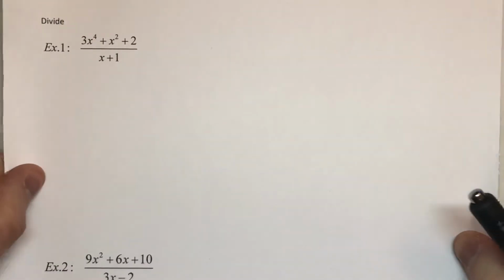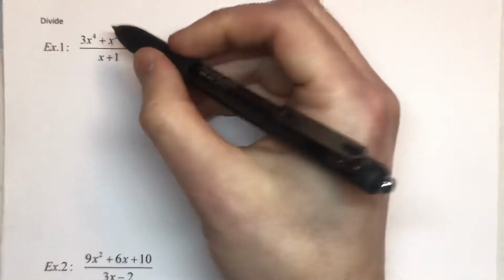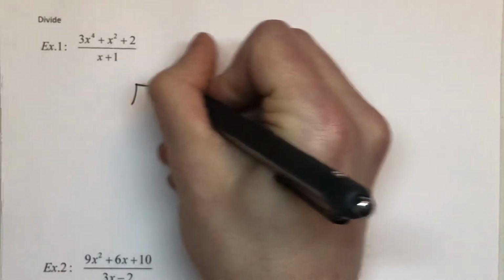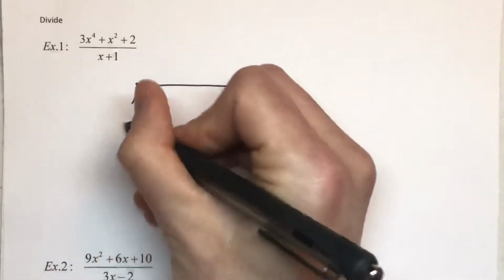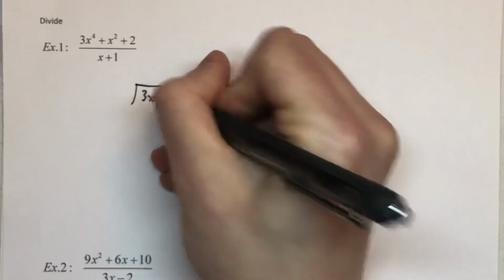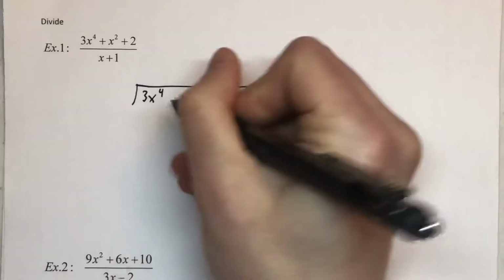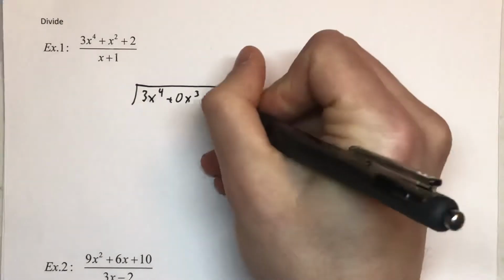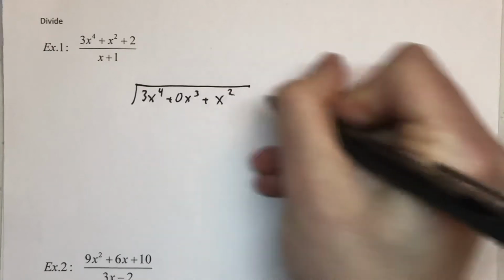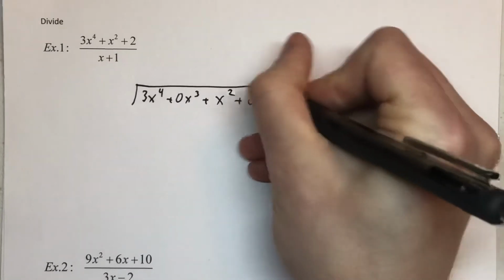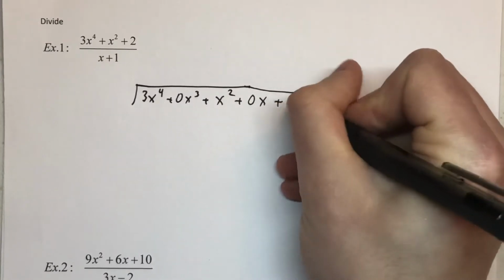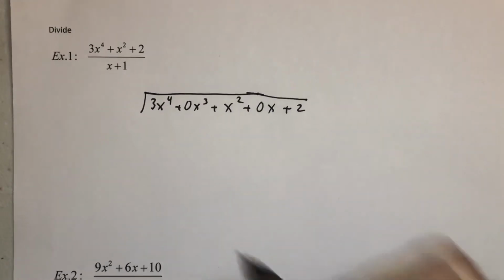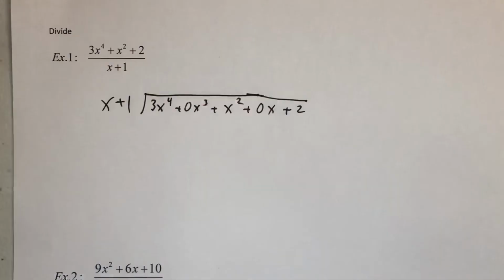Get some more practice, because that's all it takes, is some familiarity here. Okay, this guy divided by a binomial. As soon as you see the binomial, that's when you know you need the long division symbol, starting with 3x to the fourth. But notice here it goes from fourth to squared, so we need to throw in a 0x cubed. There was no x cubed term there. Now we do have x squared, but also there's no x term, so we'll throw a 0x in as well, and then we end up at our constant of plus 2. So a couple missing terms there. x plus 1 looks good.